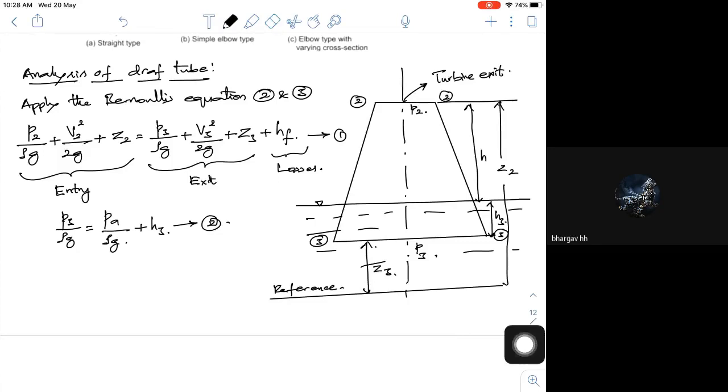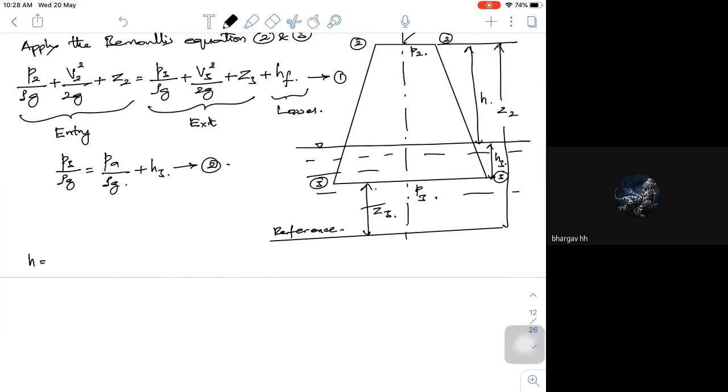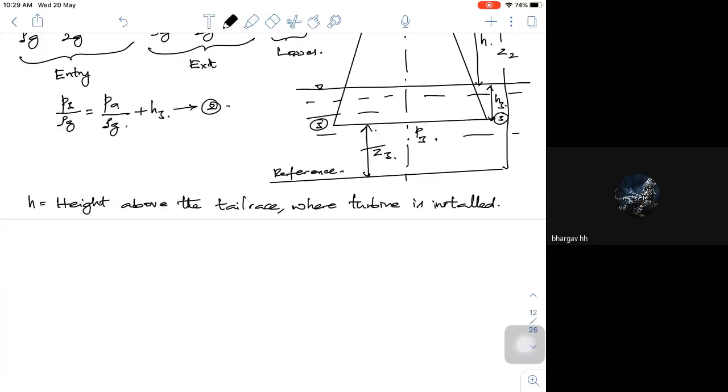What is H actually? H is the height above the tail race where the turbine is installed. Okay, H is the height above which your turbine is installed. Now let us rewrite this equation. P3, I'll substitute for P atmosphere. So if I rewrite the equation, what will it be?